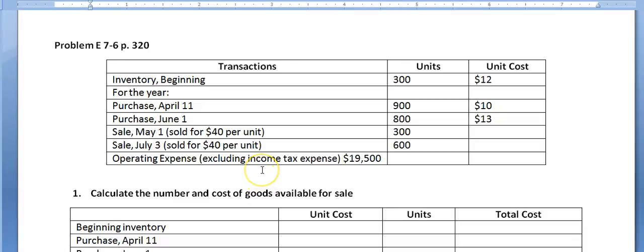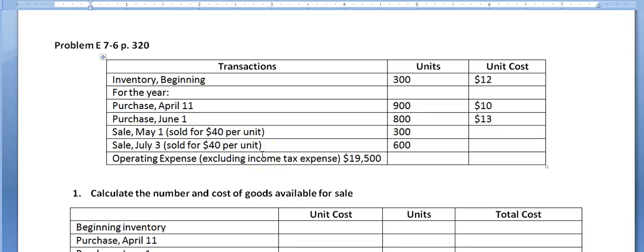We're going to be demonstrating problem E7-6 on page 320 in your textbook. You can also find the same problem in the Chapter 7 practice problems in the Chapter 7 folder in Blackboard in the Connect assignments. If you have not yet read Chapter 7, please do so before you view this demonstration.